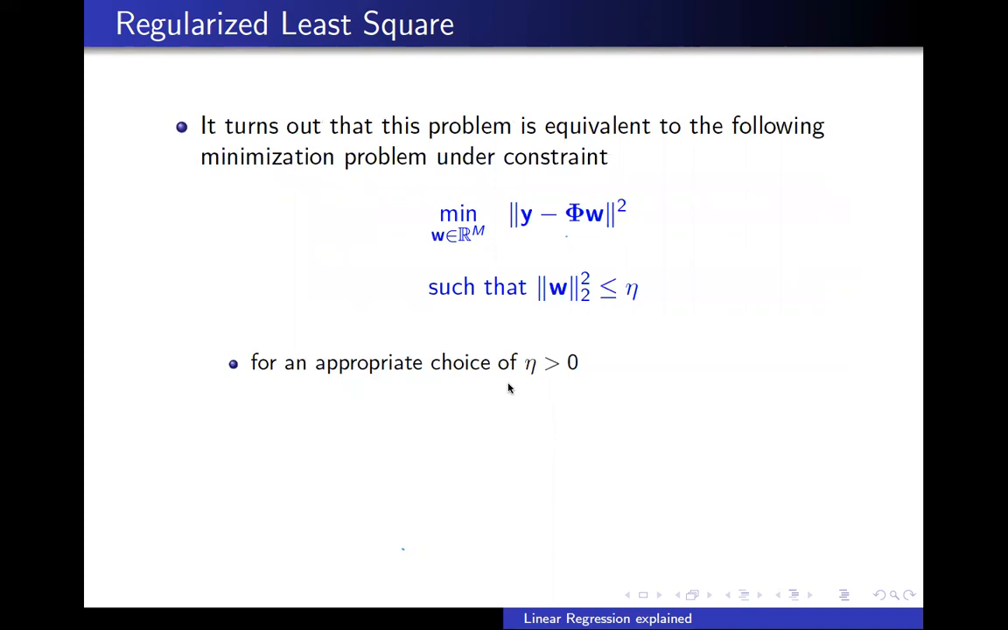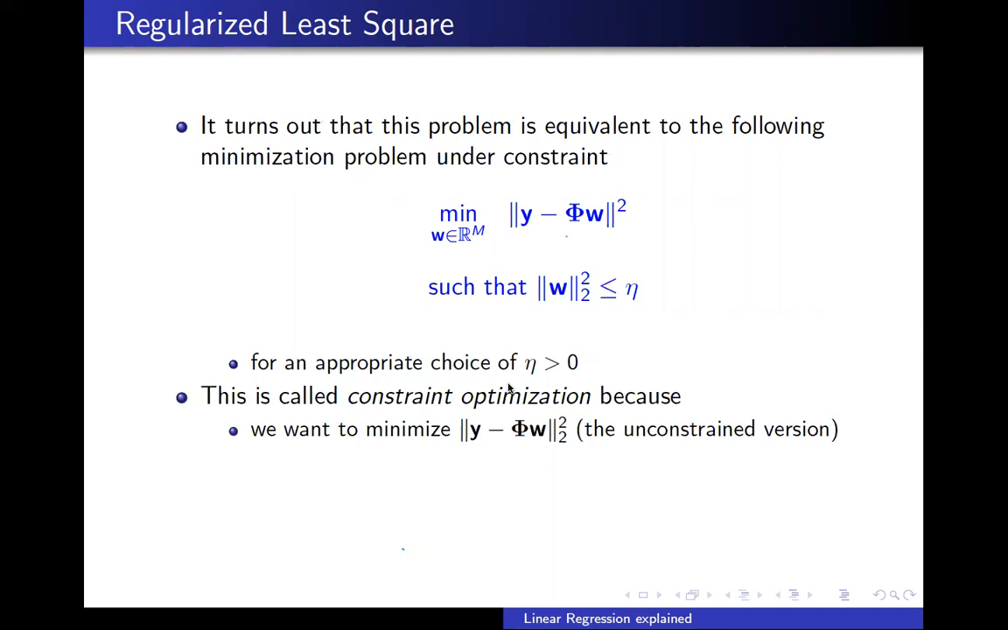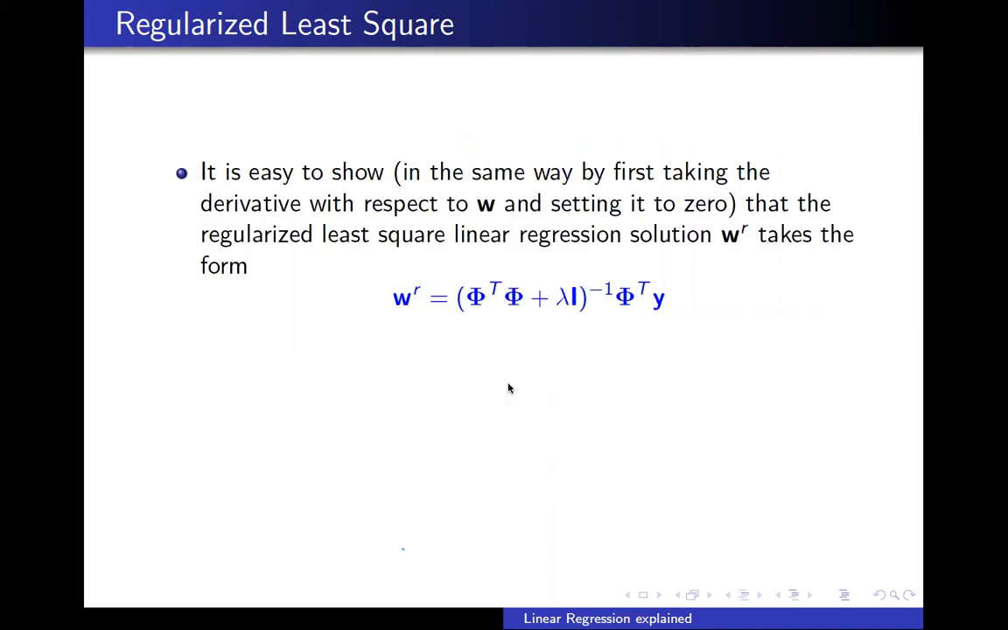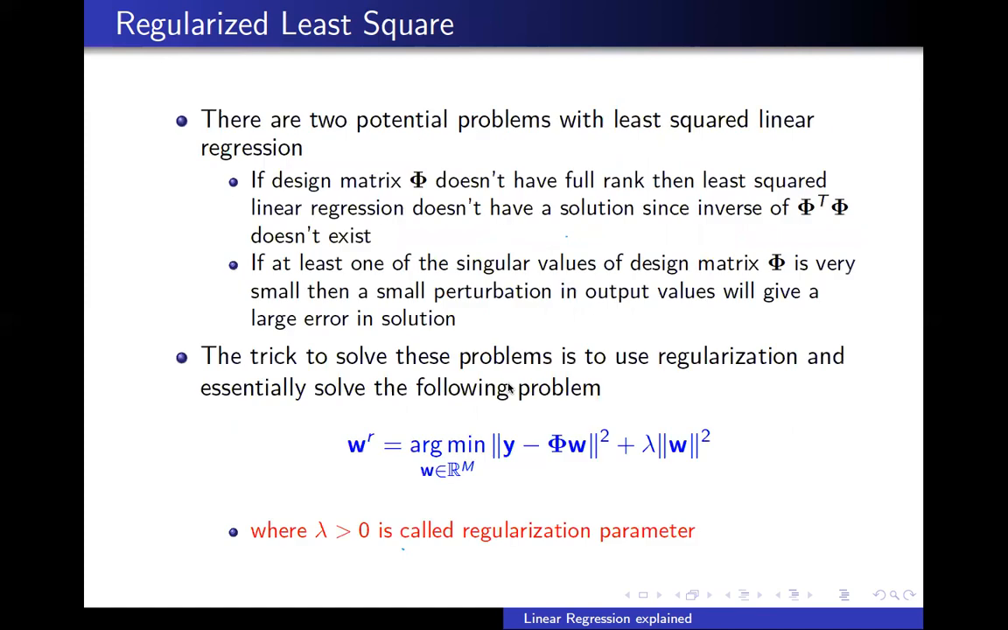For an appropriate choice of this parameter, there is a relation that each regression parameter gives rise to this term eta. This is often called constrained optimization because you want to minimize this data fitting term, which is the unconstrained version, under the constraint that the square norm can be at most eta. These two techniques can be related using Lagrange multipliers, which is a standard optimization technique, but probably a different topic of discussion.